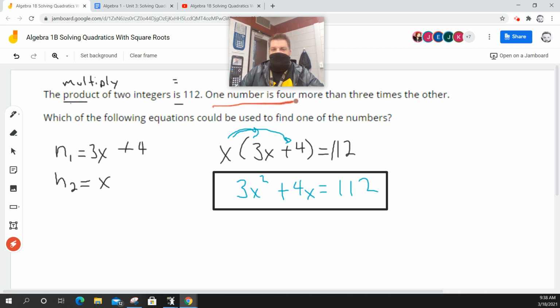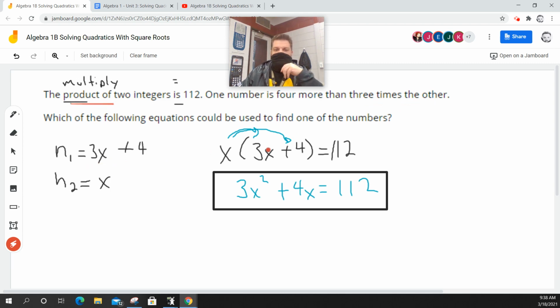Well, one number is 4 more than 3 times the other. What do we know about the other? Nothing. We don't know anything about the other one. So I'm going to make the second number x, because whenever there's something I don't know anything about, I'm going to make it x. Now it says it's 4 more than 3 times the other. So it'd be 3x plus 4.